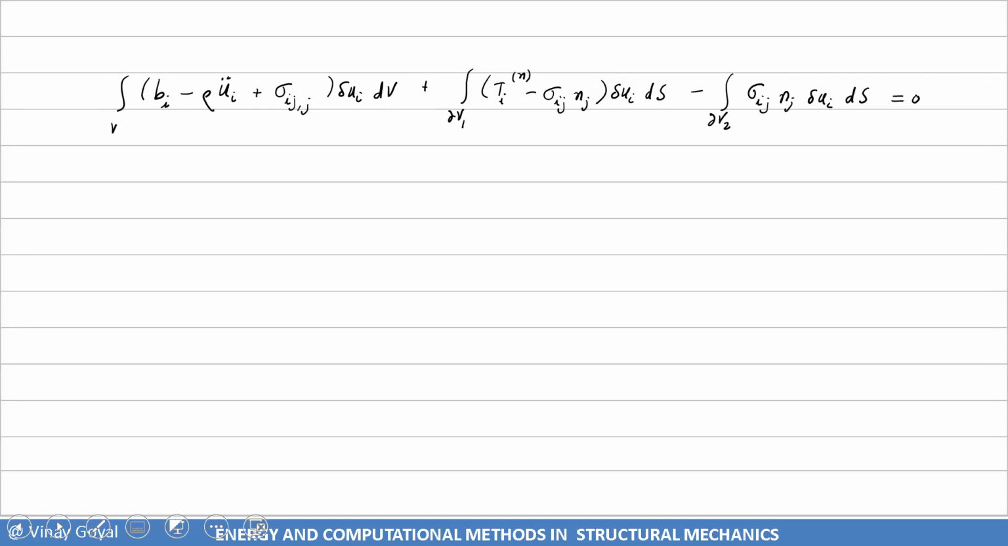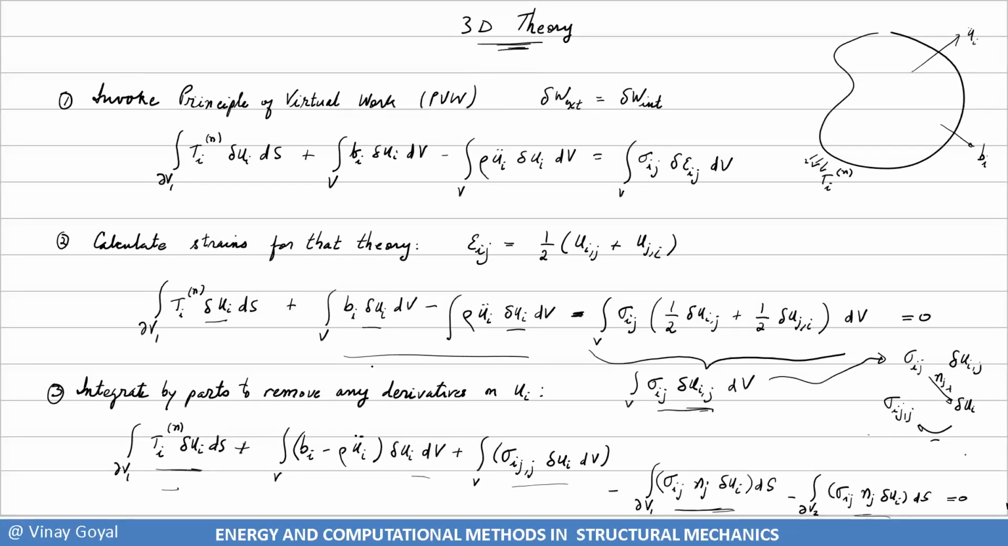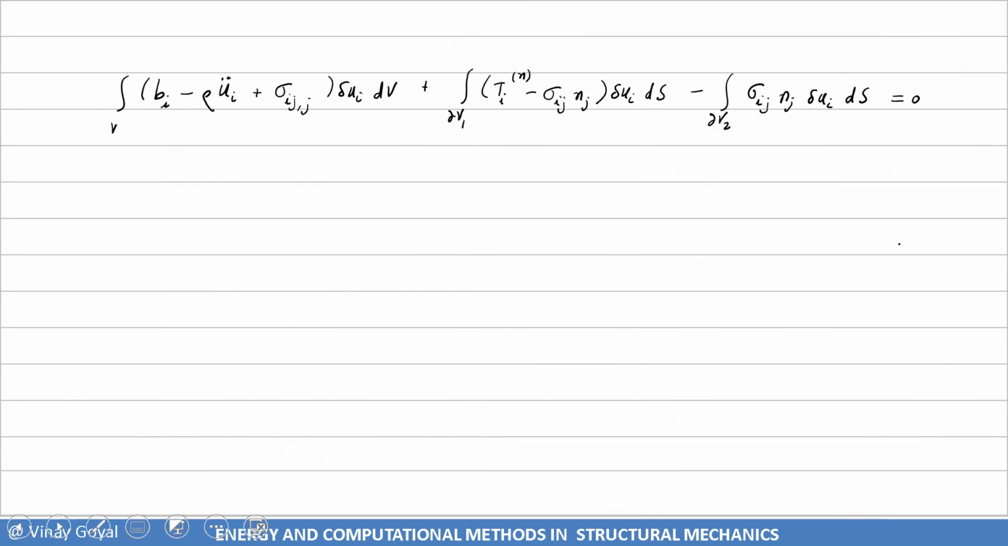Now, very powerful idea, because now I can apply the calculus of variations. So now I have 1, 2, 3. 1, invoke the principle of virtual work. This is always true for a structural body. Step number 2, calculate the strains for that particular theory. 3D, this is the most general strain that you can have. Then substitute it in, integrate by parts to remove any derivatives on the displacements. And once you get there, this is what we got. We integrate by parts and we combine all the terms together.